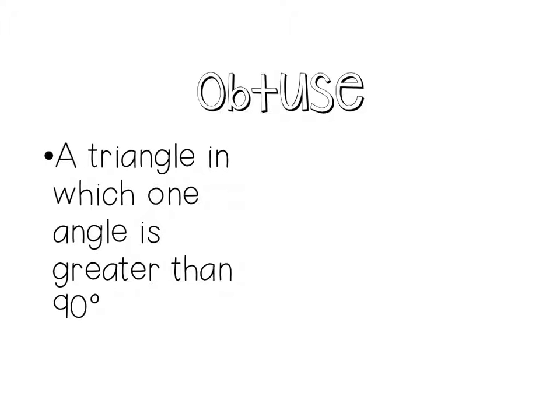An obtuse triangle is a triangle in which one angle is greater than 90. So that would be like saying having a 110-degree angle, a 35 and a 35. Those still add up to be 180, but only one angle is greater than 90 degrees. And it's important to mention that in a triangle, it's only possible to have one angle be greater than 90 degrees.